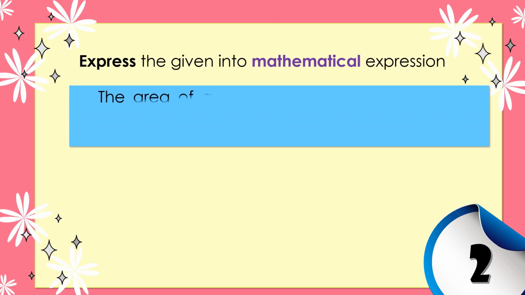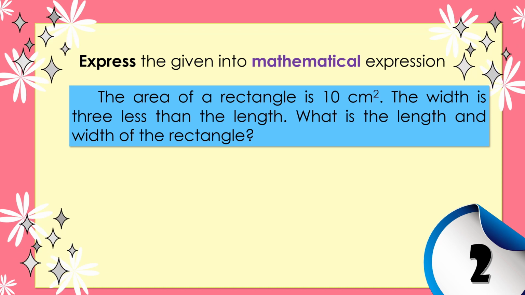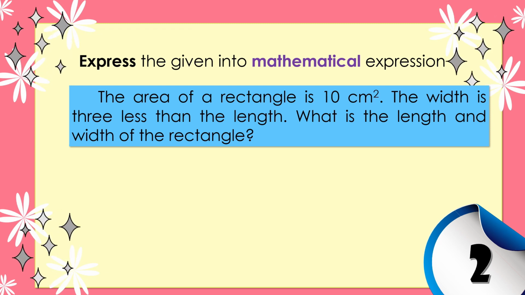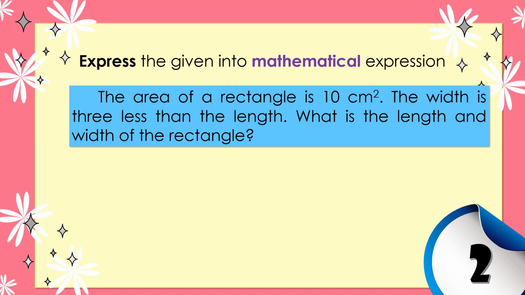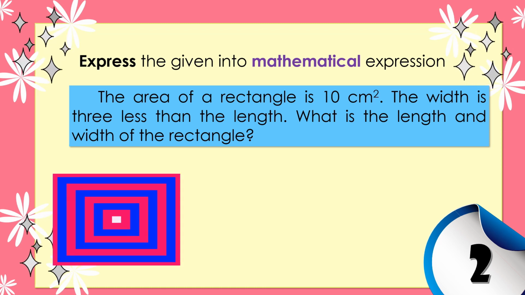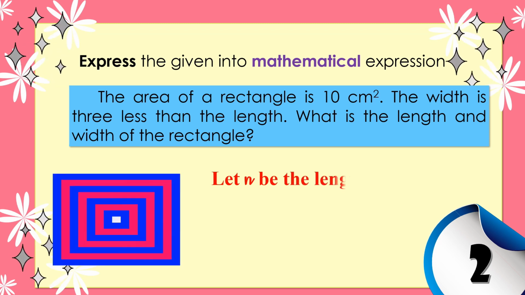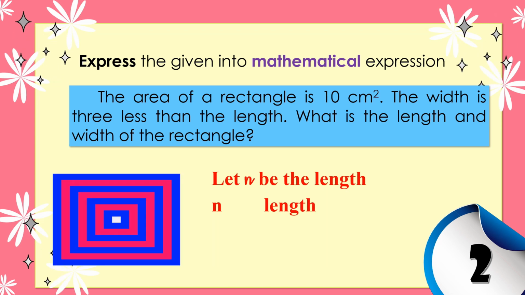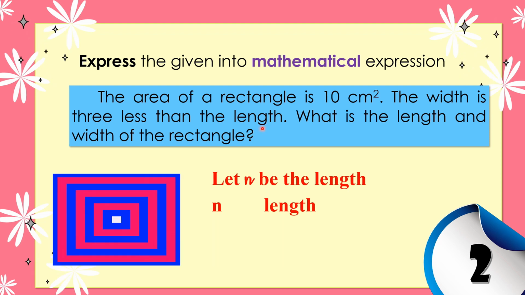Problem number 2. Let us express the given into mathematical expression. The area of a rectangle is 10 square centimeter. The width is 3 less than the length. And what is the length and width of the rectangle? So let us make a let statement that n stands for the length. So yung n natin, gagamitin natin para sa length. And then let us express the width in terms of length.